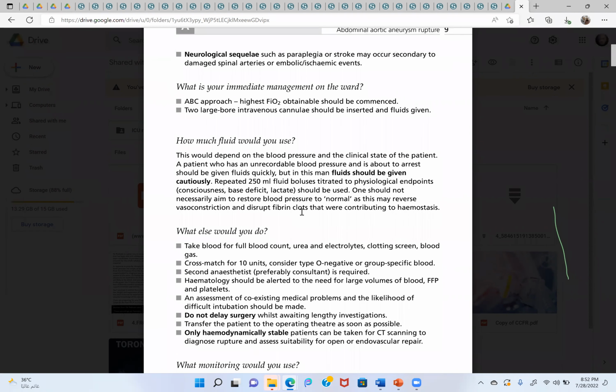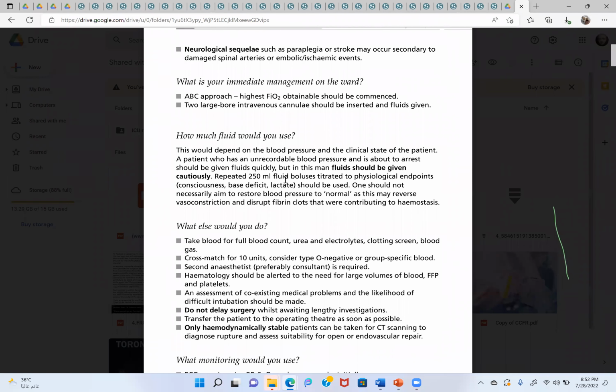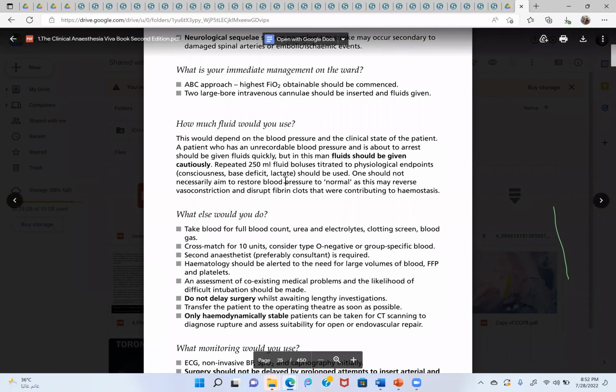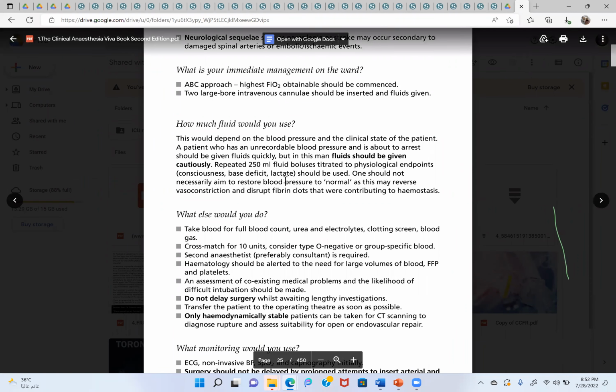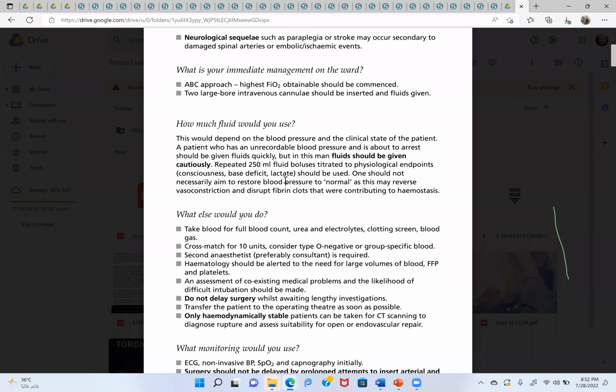So there will be again discussion about which fluid you should give. We have just recently come out of it, so I will not go into it. We'll be giving normal saline, and then later on you can give Ringer lactate and colloids and everything which you want to give. Okay. So this one, what they are giving is repeated 250 ml fluid boluses, titrated to physiological endpoints, consciousness-based, deficit, lactate should be used. They are trying to say this is goal-directed fluid therapy, okay? Because if you are giving too much fluid before they approach the bleeding point, it will not be of very much use, okay?